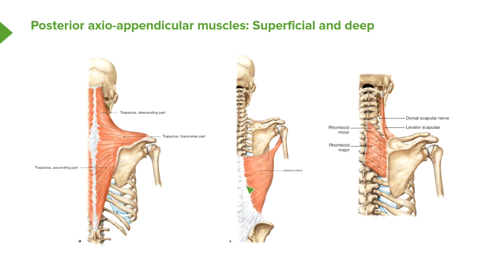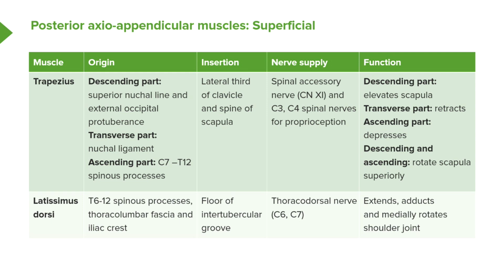And this muscle passes up towards the intertubercular sulcus. It also attaches to the intertubercular sulcus of the humerus. We can see it passing up in this direction. So these are the superficial muscles.